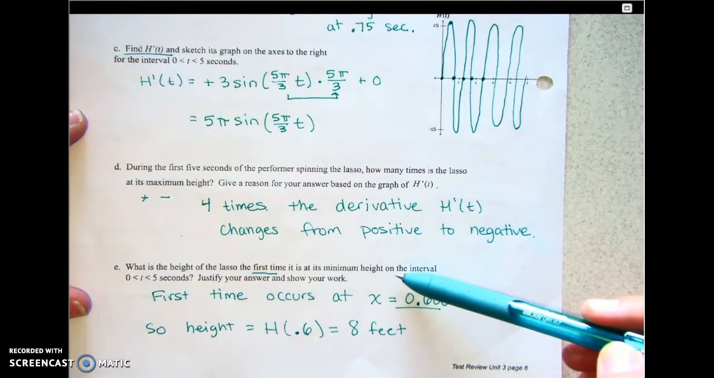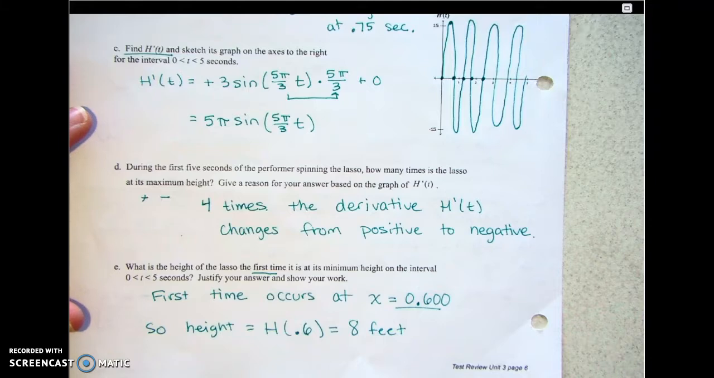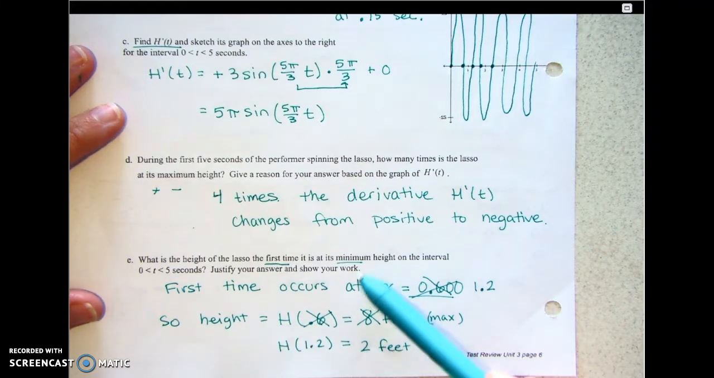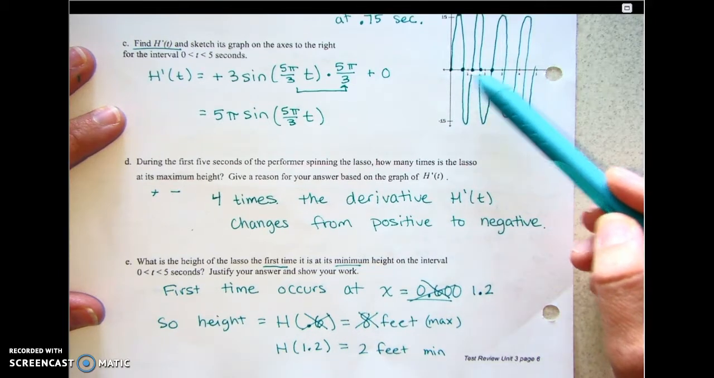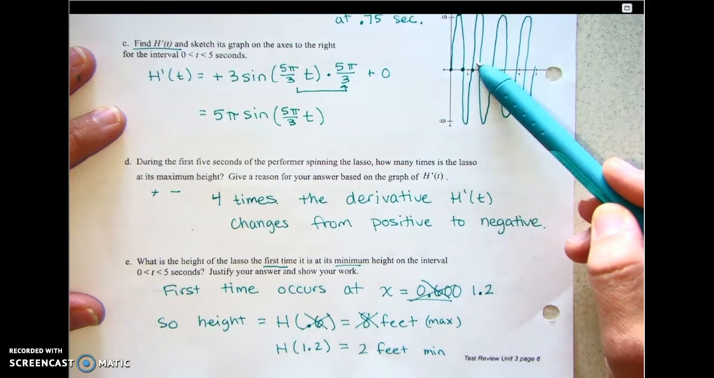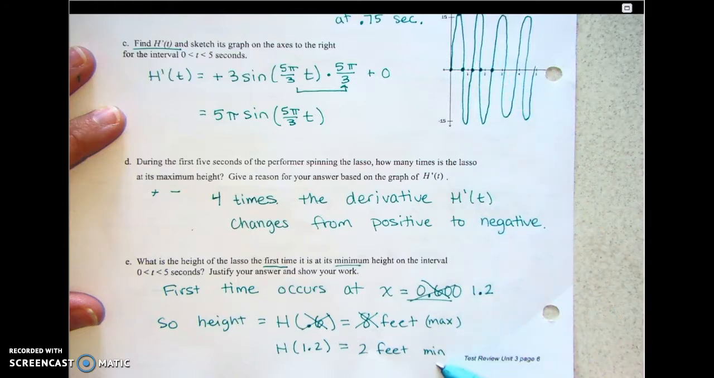Okay, the first time, oh, I did this wrong. Shoot, hold on. Okay, what I did was I found the maximum height. So the first time it reaches the minimum height is at this point here when it goes from negative to positive, the derivative, which is 1.2. So 2.